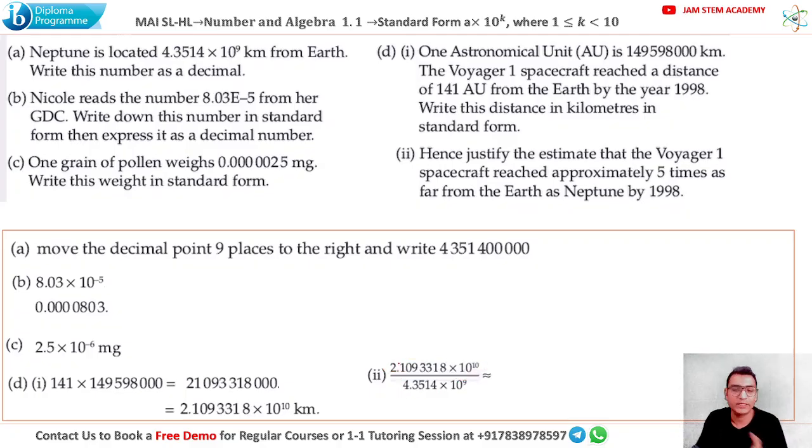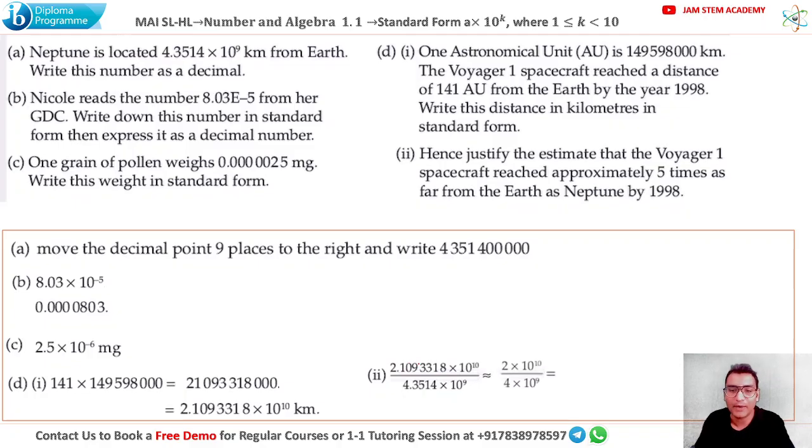If you use your GDC, you can directly get your answer almost 5. It's very close to 5. But if we are solving it by hand, this 2.10933 something is almost 2. So in place of writing it like this, we can also say 2. And 4.3514, we can consider as almost 4. Okay. So we can again rewrite our answer as 2 times 10 raised to the power 10 divided by 4 times 10 raised to the power 9.